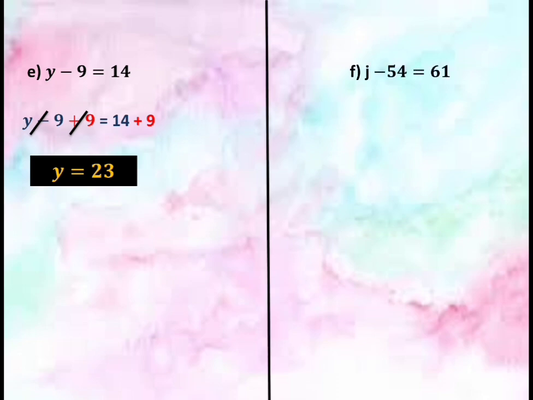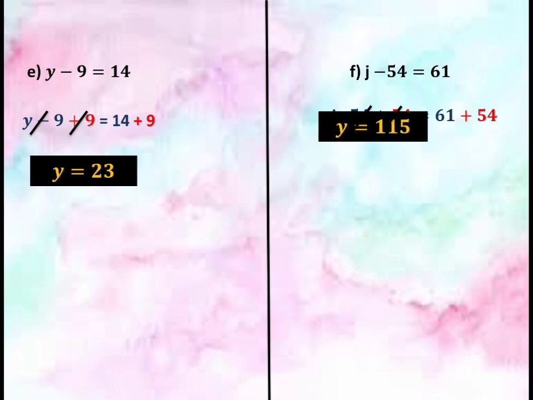J minus 54 equals 61. So first of all, I'll get rid of any number beside the unknown, which is j. So I have to get rid of negative 54 by putting positive 54 on both sides. So negative 54 and positive 54 cancel together, remains j alone. So 61 plus 54 equals 115.